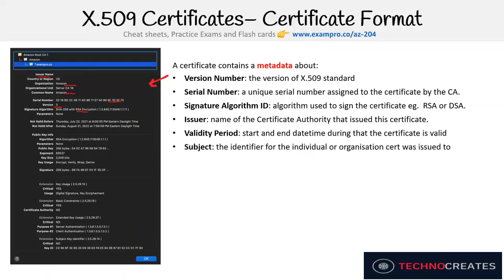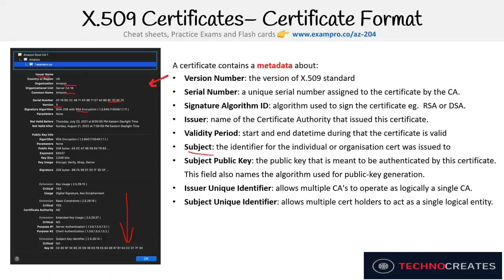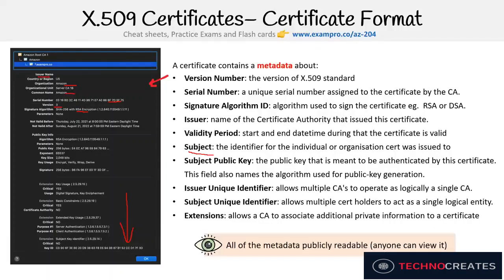The subject. That's what we want. The issuer would be Amazon because that's who it is. I guess I was looking for the subject. The subject is who it is to be issued to. That's where we'd want to see Exam Pro, but it gets cut off here, so we just can't see it. The subject public key is the public key that is meant to be authenticated by the certificate. This field also names the algorithm used for the public key generation. Then we have other fields like issuer unique identifier, subject unique identifier, and extensions, which allow you to associate private information to a certificate. But the clear thing to understand is that all this metadata is publicly readable, so anyone can generally view it.